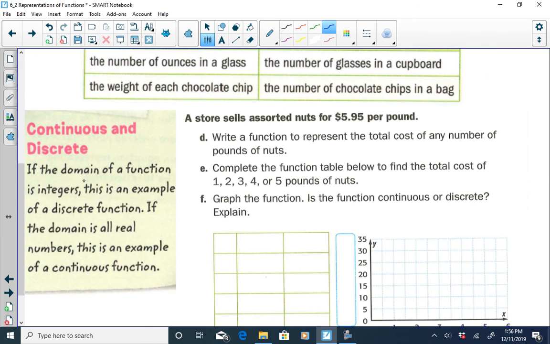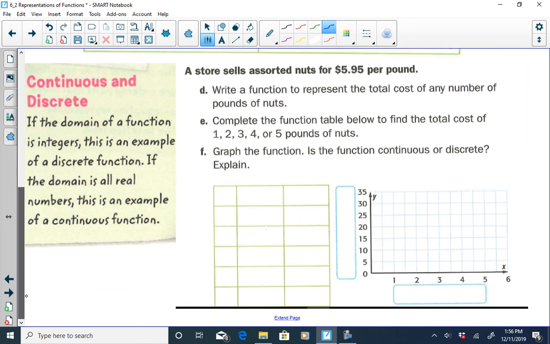If the domain of a function is integers, this is an example of discrete data. If the domain is all real numbers, meaning fractions, decimals, anything between 0 and 1 or anything between any two integers, this is an example of a continuous function.